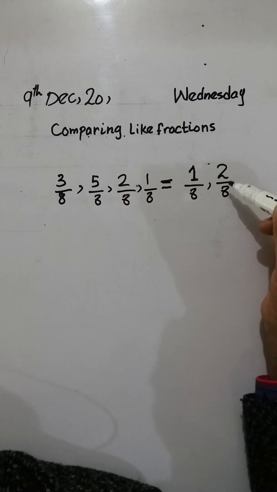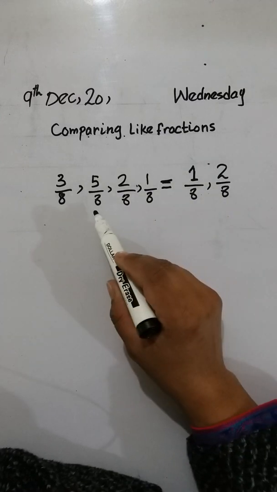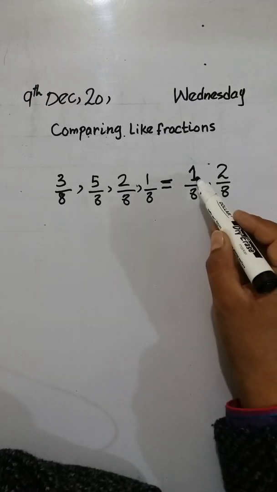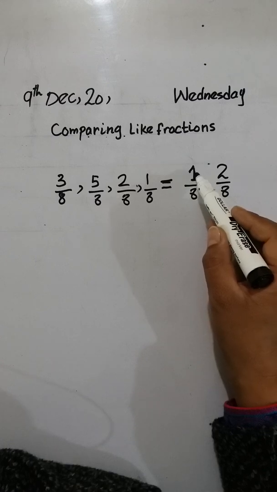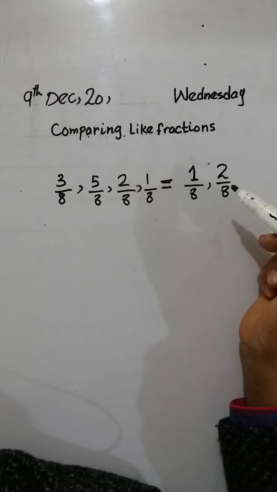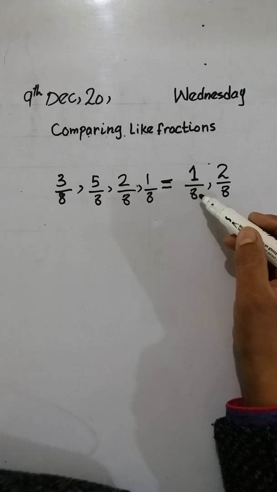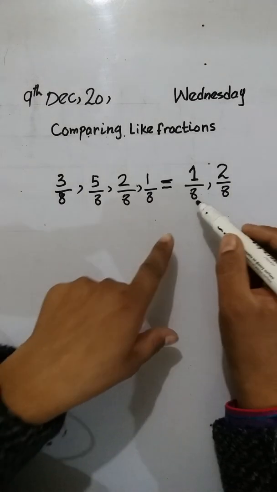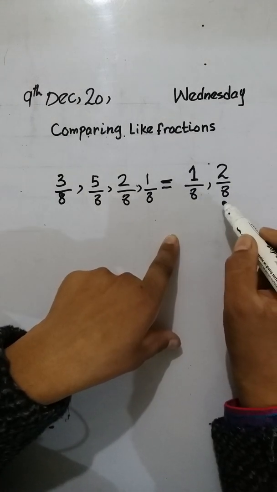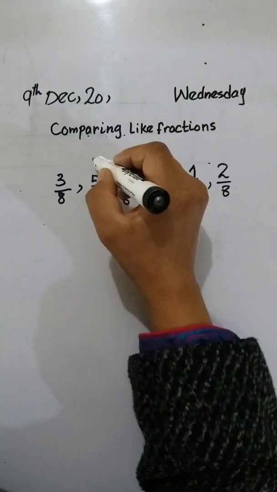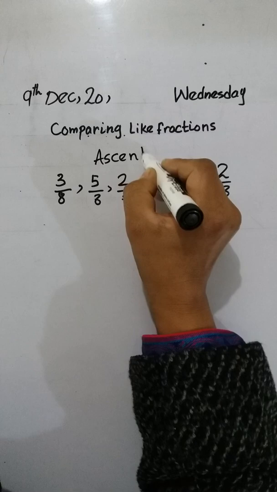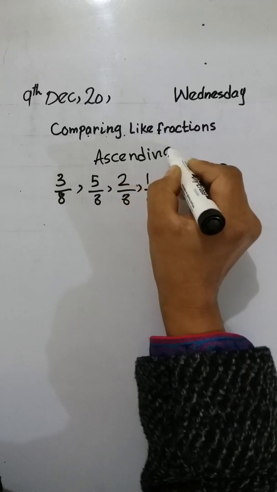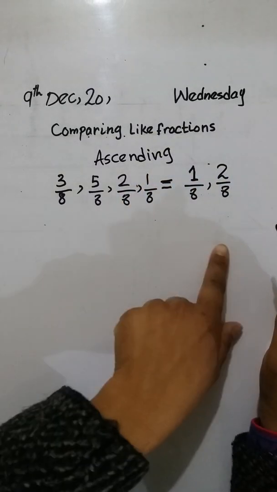दोबारा से सुन लें. In like fractions, when the numerator is smaller, numerator means top number, the fraction will be smaller. 1 by 8 is smaller than 2 by 8. So we are writing in ascending order. किस order में हमने लिखना है? Ascending order. Ascending means smaller to bigger.